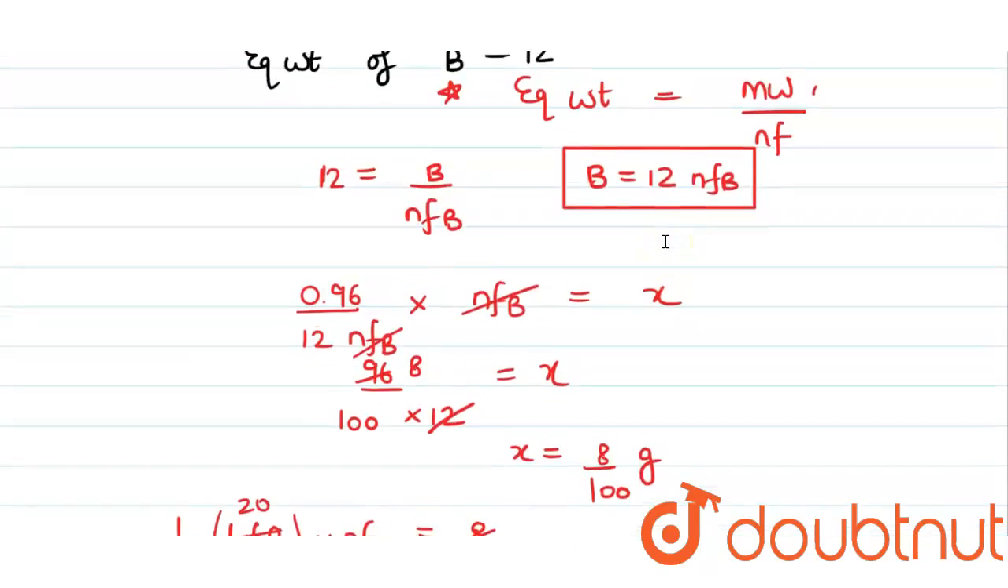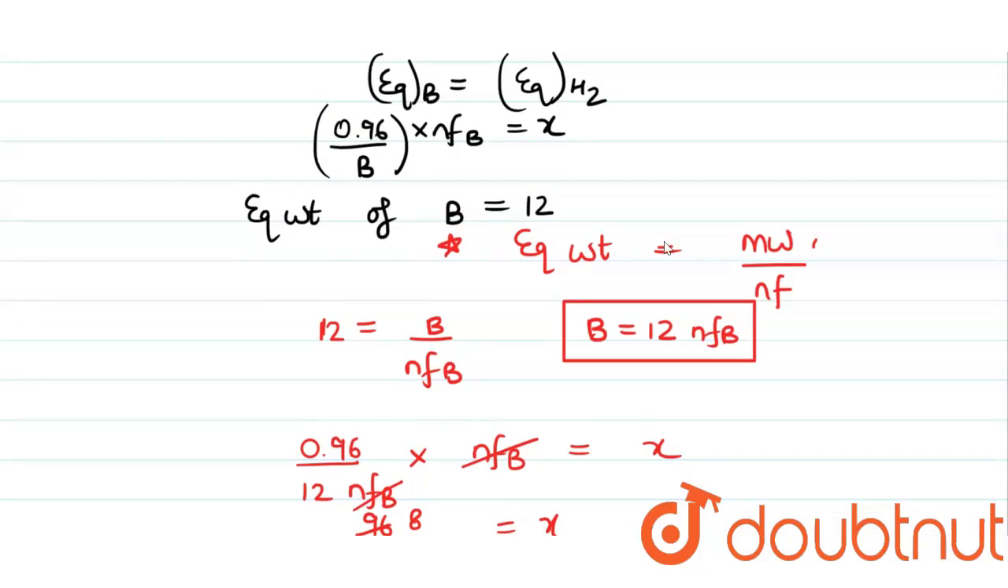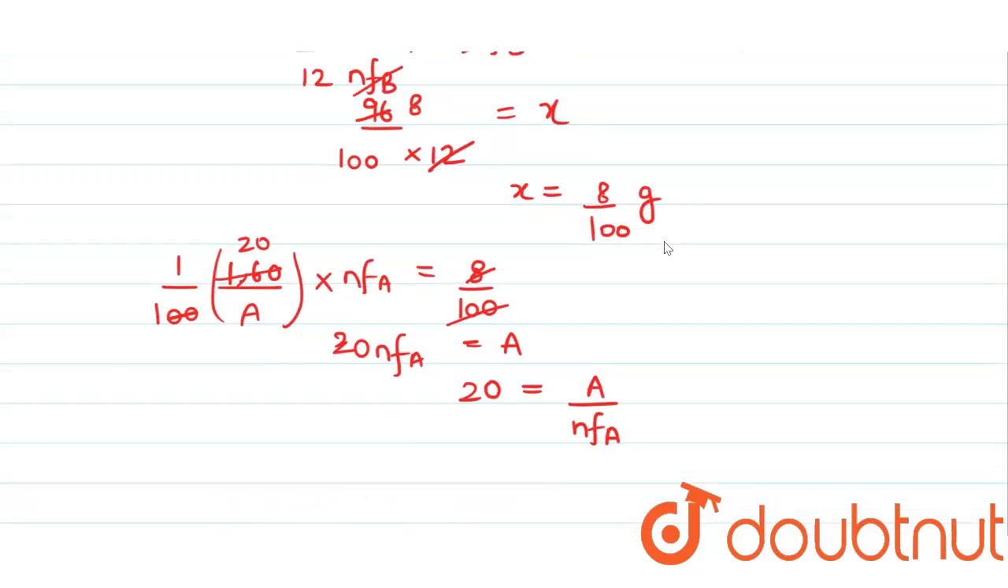So now what was equivalent weight? Equivalent weight was molecular weight upon n factor. So this is molecular weight upon n factor. So the answer is 20.